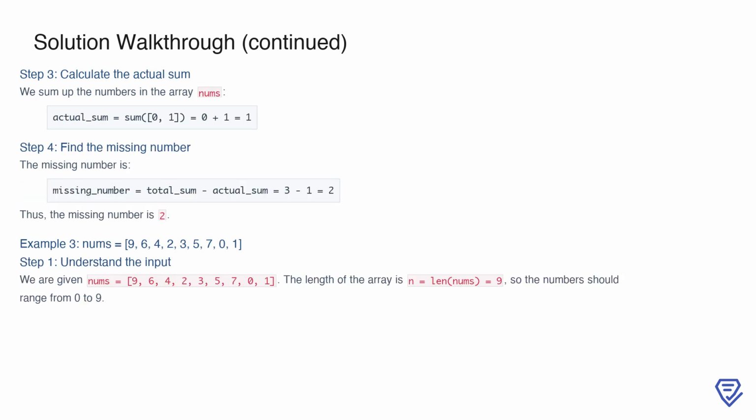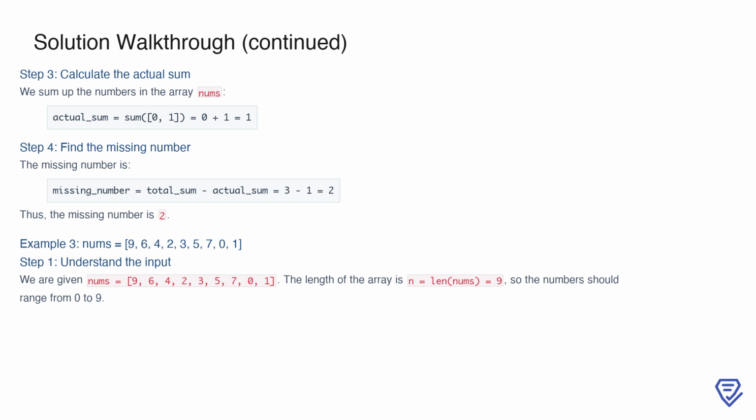Next, we calculate the sum of the numbers in the array nums. Here, actual_sum = sum([0, 1]) = 1. To find the missing number, we subtract the actual_sum from the total_sum. This gives us missing_number = total_sum - actual_sum = 3 - 1 = 2. So, the missing number in this case is also 2.